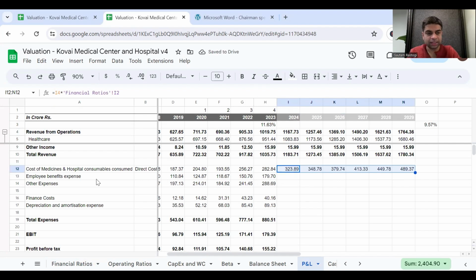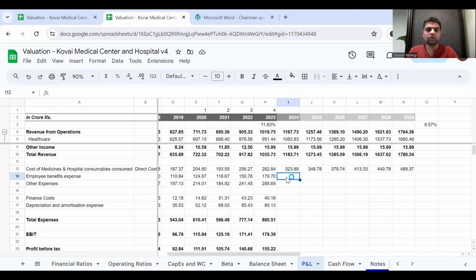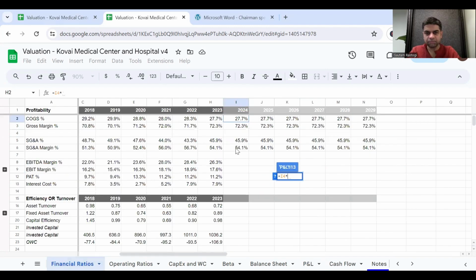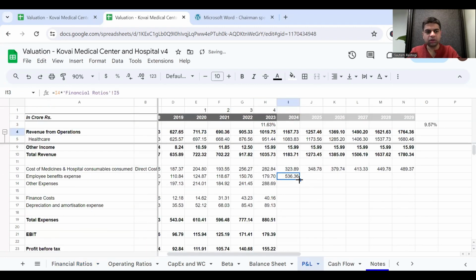And then we have employee benefit expense and other expenses. SG&A covers both these two line items, and we already have the SG&A. So revenue from operations times that gives us both employee benefit expense plus other expenses. If you want, we can break it up into two using the same ratio, with the same distribution as history. We can do that if you want.